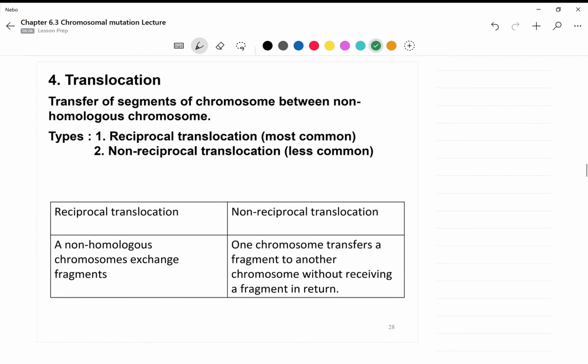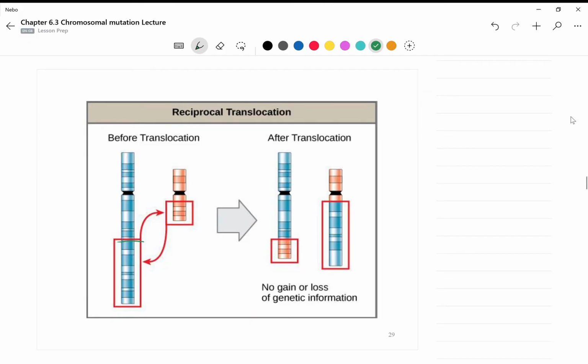The last one is called translocation. Translocation must involve the transfer of segments of chromosomes between non-homologous chromosomes. In a reciprocal translocation, a segment of the blue chromosome is broken off and then transferred to the orange chromosome. In exchange, a segment of the orange chromosome is transferred to the blue chromosome. So there is no gain or loss of genetic information, it's just transfer.